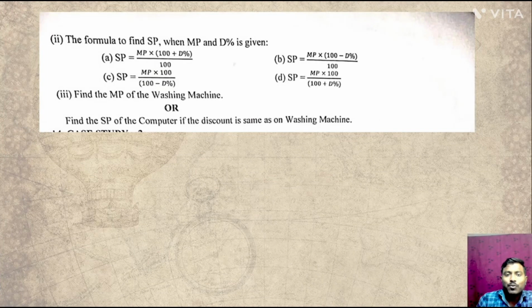Formula of the SP. When the MP and the discount are given, you always remember when you find the SP, 100 minus discount in the numerator. So the answer is SP equal to MP into 100 minus discount divided by 100. B is the correct answer. Next question. Find the MP of the washing machine. Then third I. MP is equal to SP into 100 divided by 100 minus discount percentage.